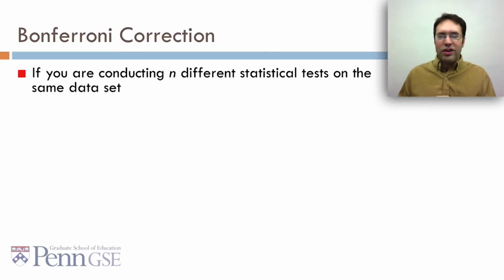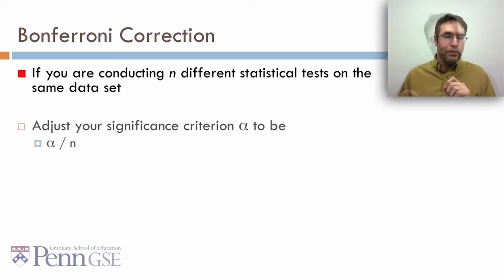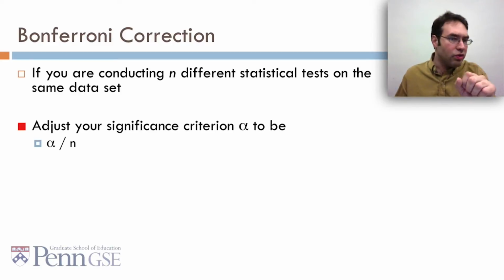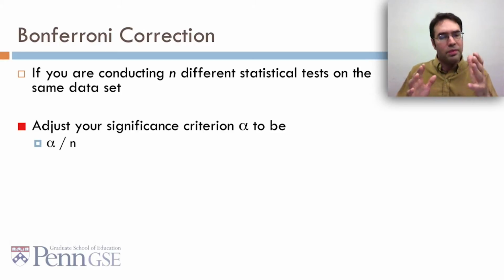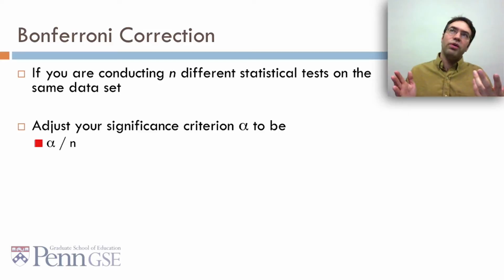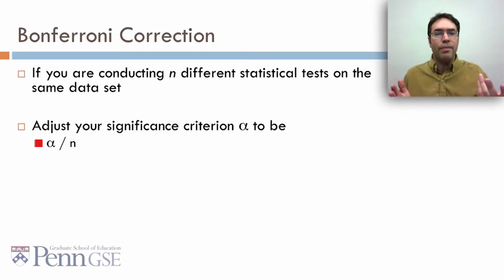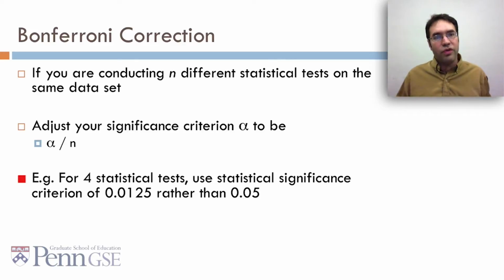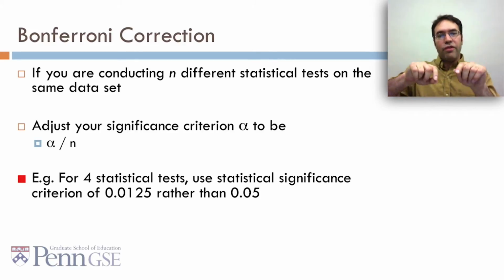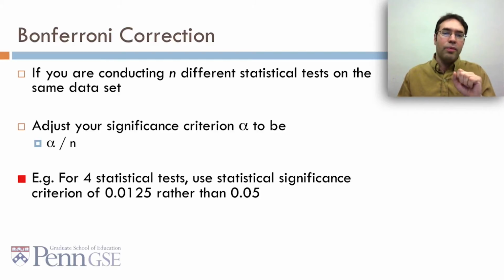Anyways, if you're conducting n statistical significance tests on the same data set, then under a Bonferroni correction, you adjust your significance criterion alpha to be alpha divided by n. So you take the significance criterion alpha, usually 0.05, and you divide it by the n, the number of tests you did. In other words, for 4 statistical tests, you take 0.05 divided by 4 and use the statistical significance criterion of 0.0125 rather than 0.05.